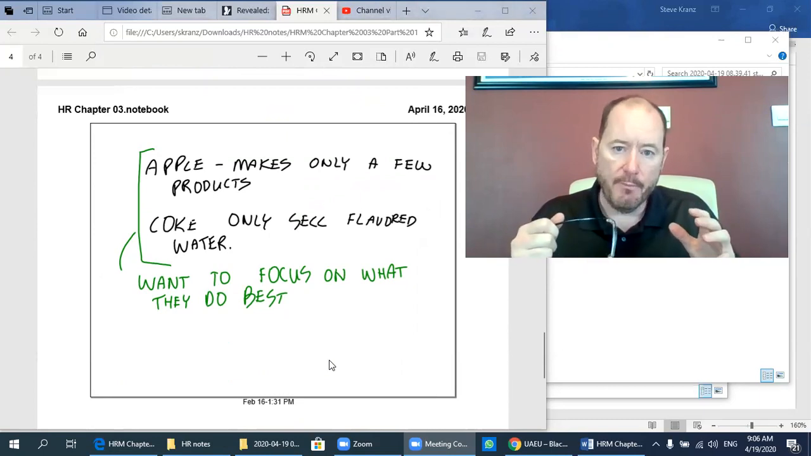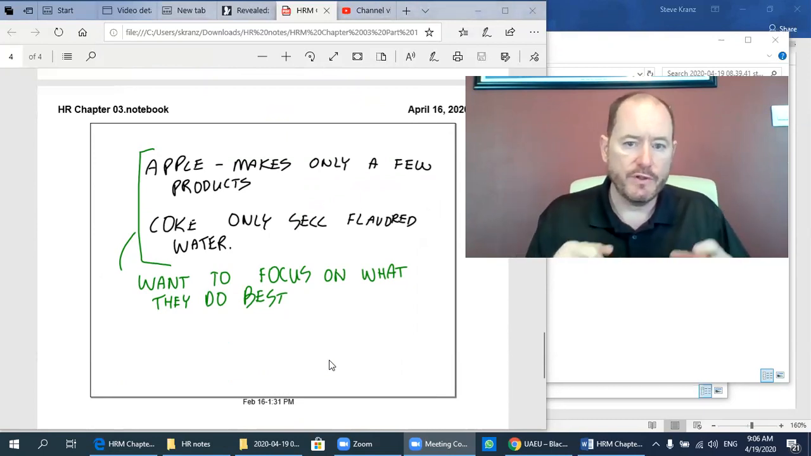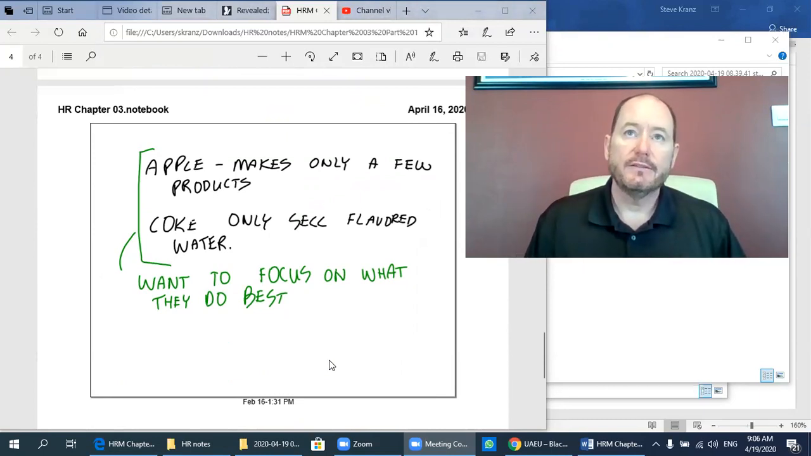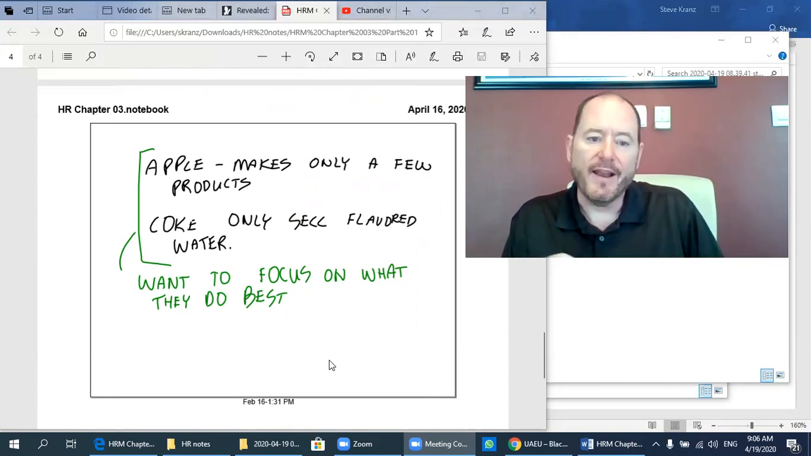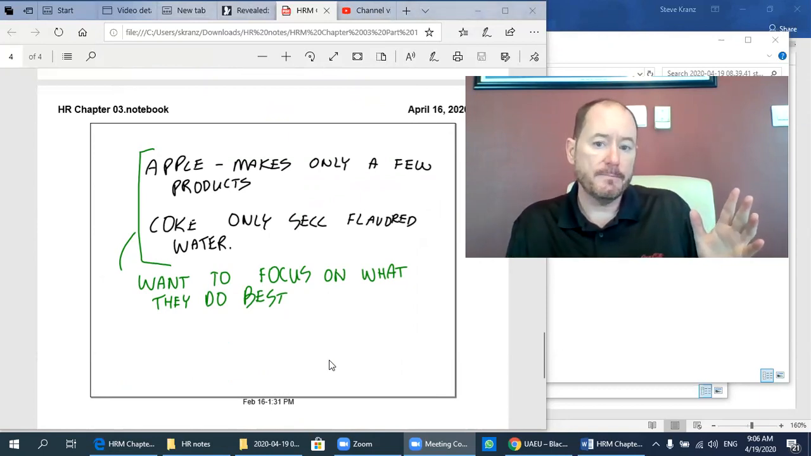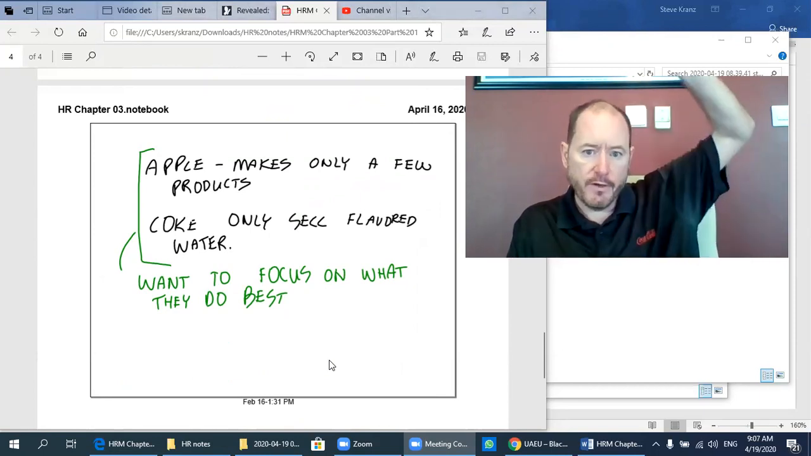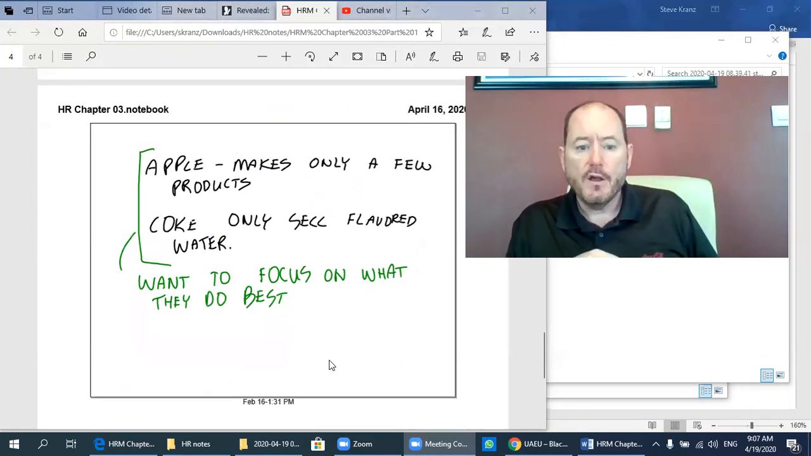They have a more focused strategy, which is different than focus in products. They do not use a diversification strategy. Let's just leave it at that. Apple doesn't use a diversification strategy because they only make a few products. If you think about all the things Apple sells, it's this much compared to Samsung, okay?